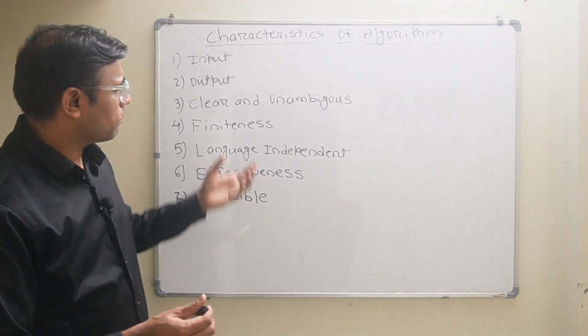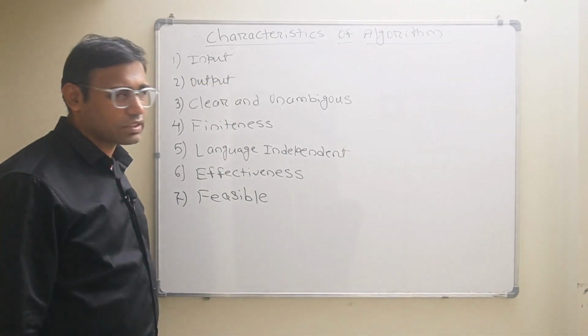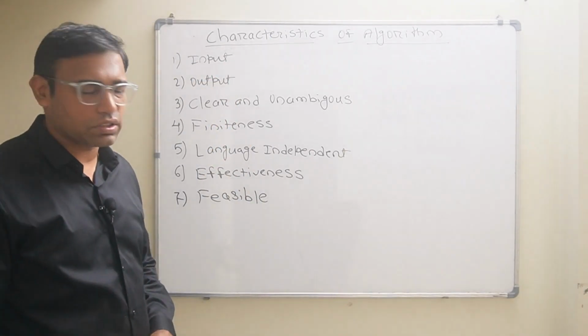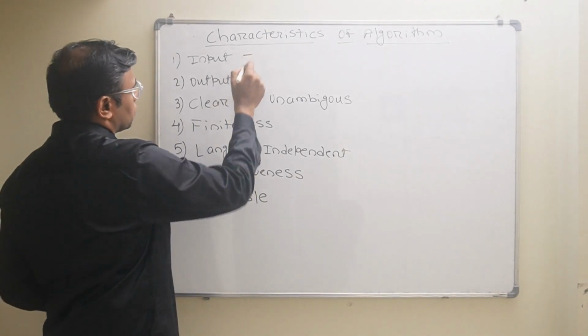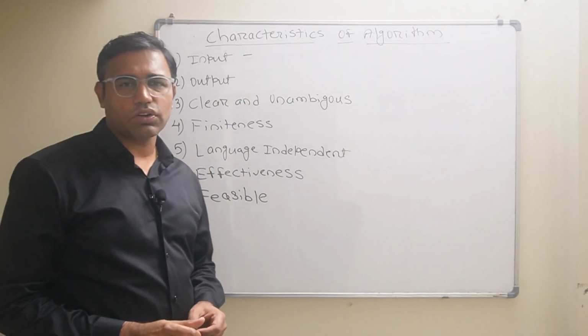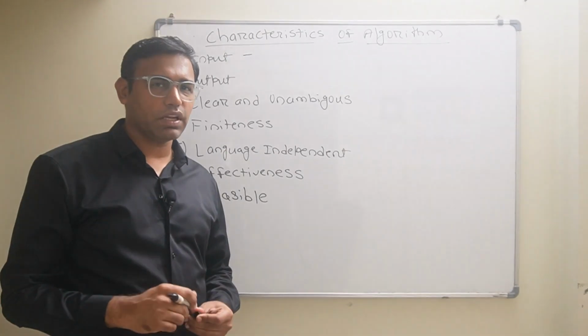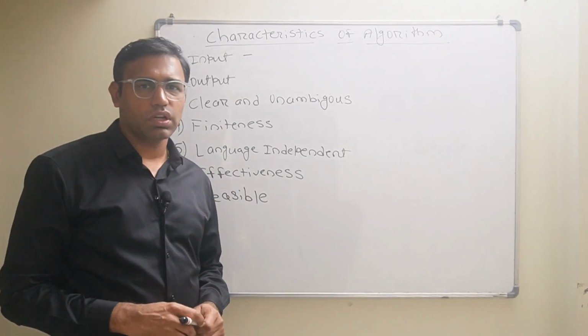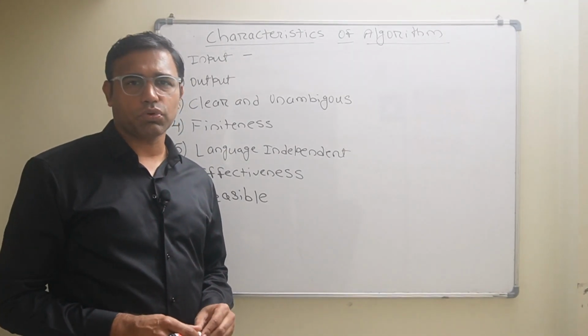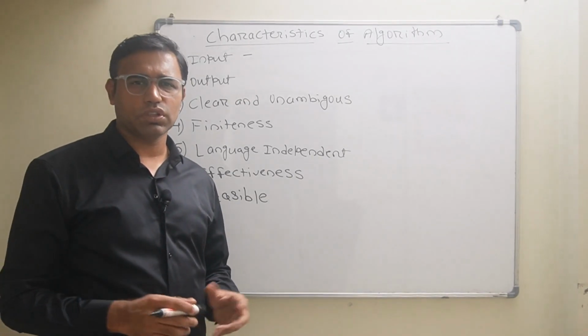So there are some characteristics of the algorithm, so let us see one by one. So first is input. So every algorithm must have input. Sometimes it may or may not take the input. Suppose if you are printing hello world program, so it is simply printing hello world, so input is not required.